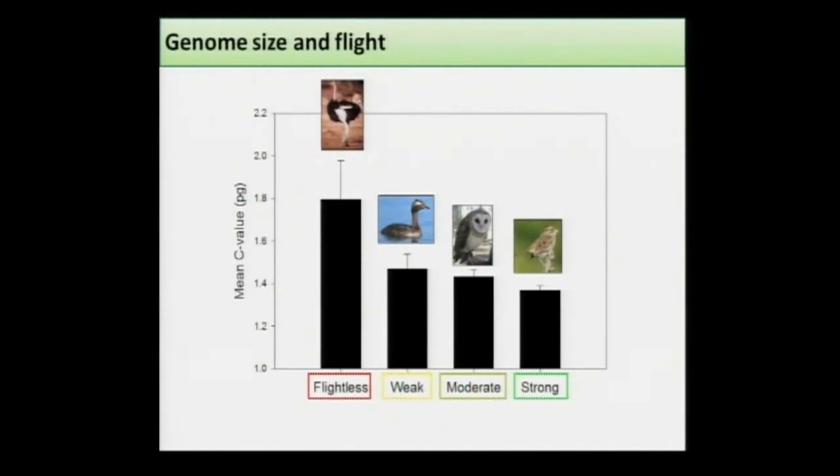The hypothesis that was put forward is because flight is so metabolically demanding, they need to have very small cells to fly for purposes of gas exchange, which means there's a constraint on the evolution of genome size in birds.